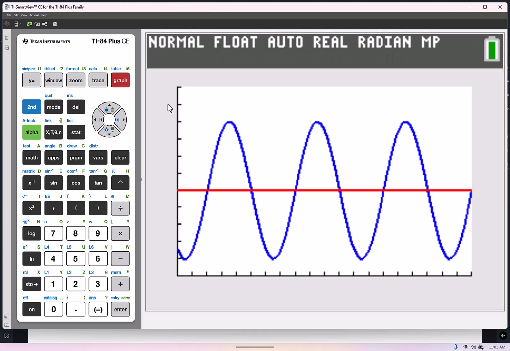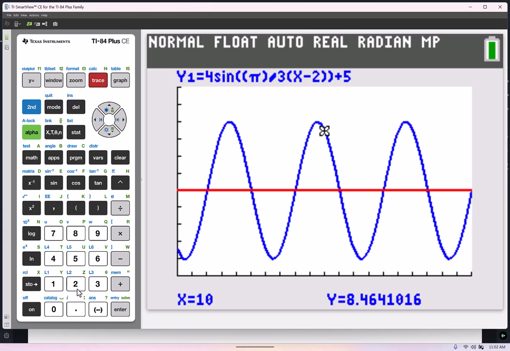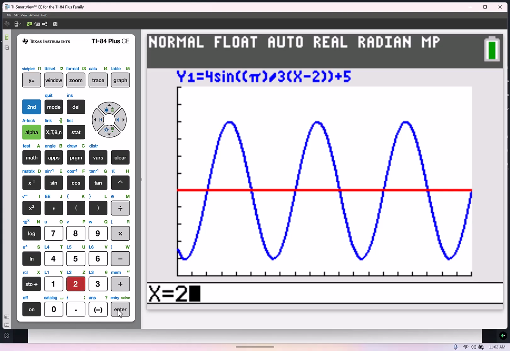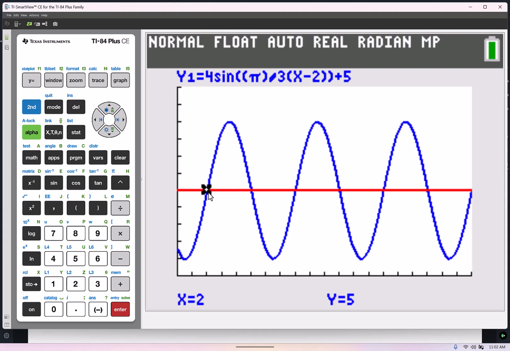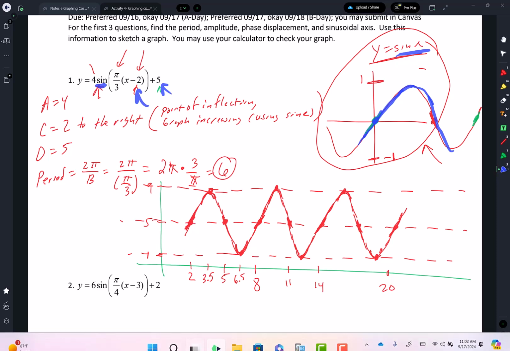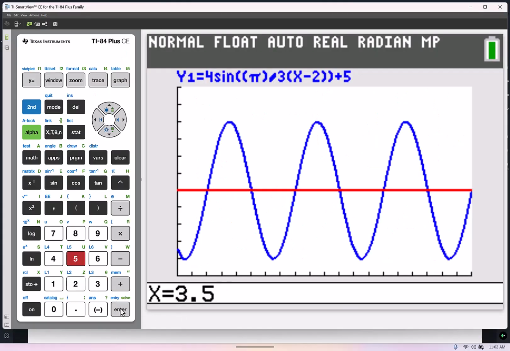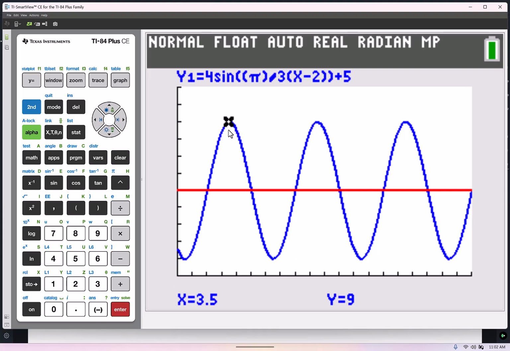And you already know, I'm going to push trace. I'm going to check the 2 one first. So I'm going to push 2, enter. And yep, I'm right at the midline. That's where I should be. I'm going to check the max next. I know that I have a max at 3.5. So I'm going to put 3.5, push enter. Yep, I have a max at 3.5.